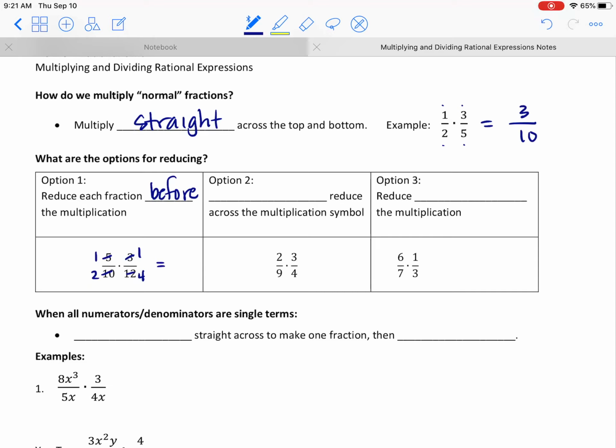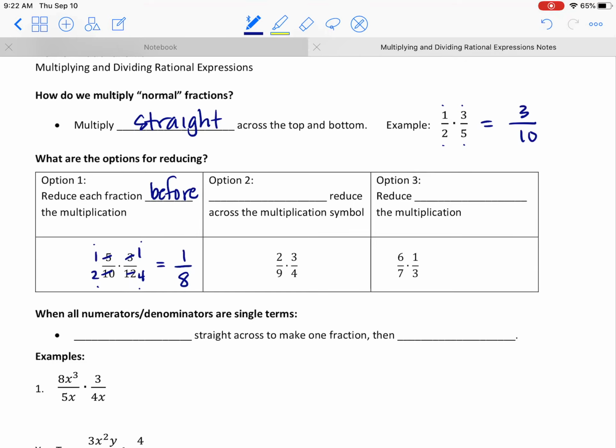And then I could multiply straight across the top. So 1 times 1 would be 1, and 2 times 4 would be 8. So our resulting answer would be 1/8. Now, that's one option. One option is, if you notice there's something that can be reduced up front, then go ahead and reduce it, and then multiply straight across the top, straight across the bottom.